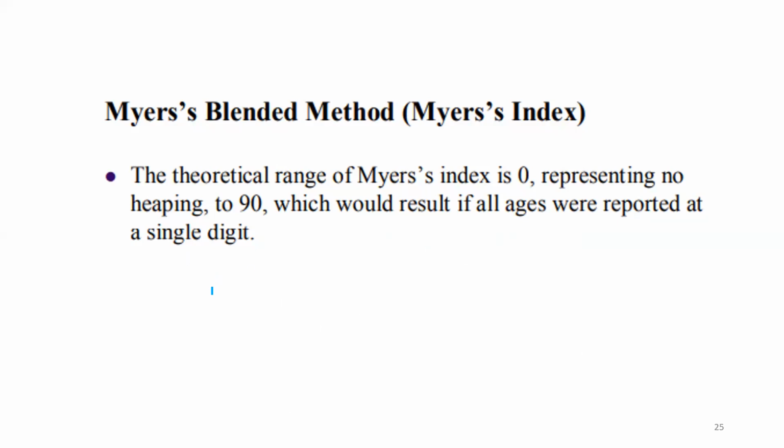So the way of getting conclusions for the Myers blended index: the theoretical range of the Myers index starts at 0. If the value is approximately 0, we consider that as representing no heaping. And the maximum value we can have is, give me a minute.